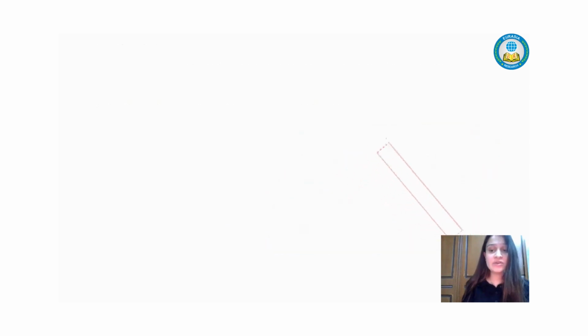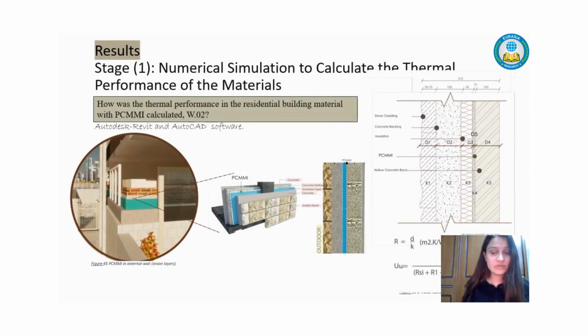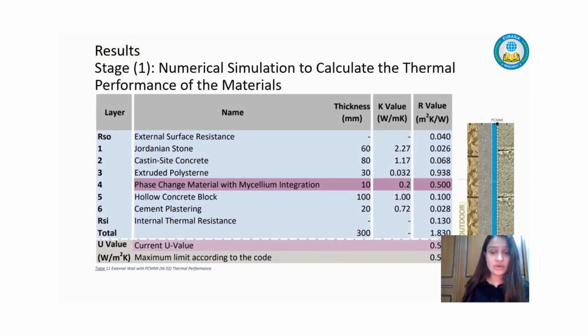The U value result here showed that it shouldn't be more than 0.55 and it was 0.54, which means it's even better than the codes with adding PCWMI to the walls.